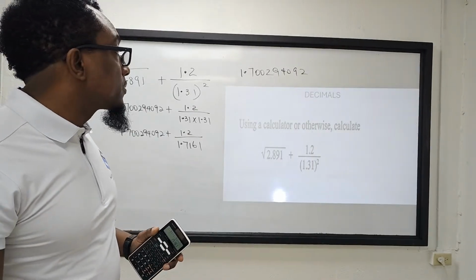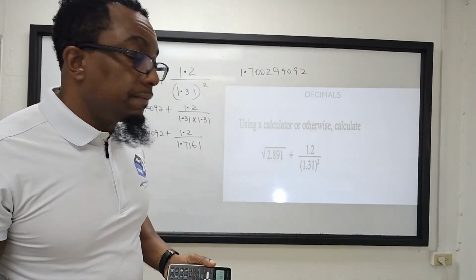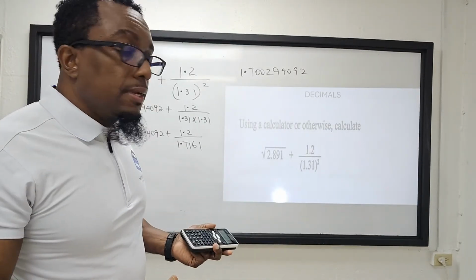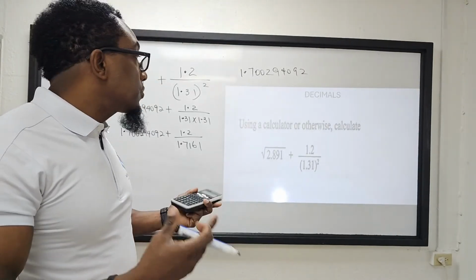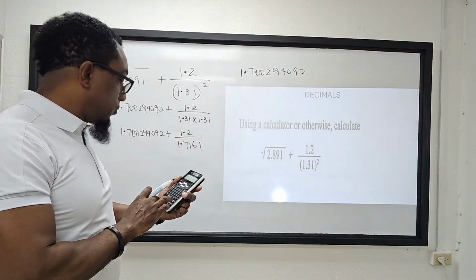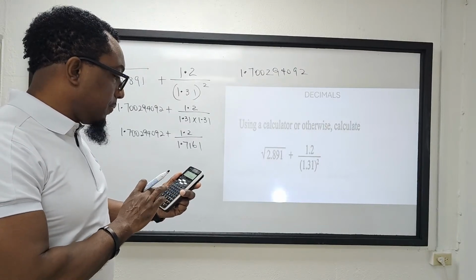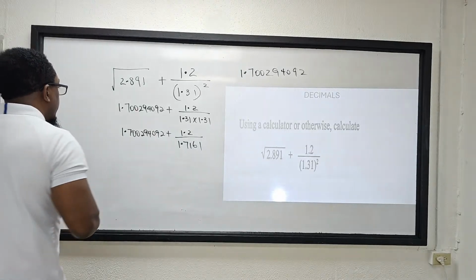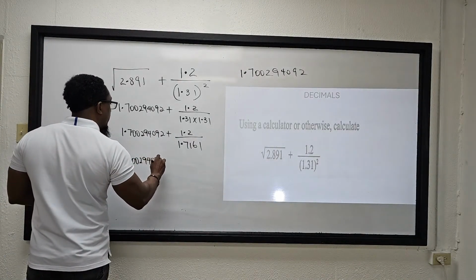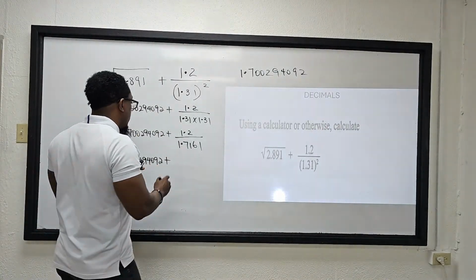They did not ask to approximate to any number of decimal places, and that is something we're going to be looking at today, decimal places and significant figures. But we're testing our knowledge here with decimals. We have to add them, subtract them, square them, find the square root, and so on and so forth. So let's work this out. This is 1.2 divided by 1.7161. So we're going to get here 1.700294092 plus, when I divide these two, I'm going to put all the numbers on my calculator.